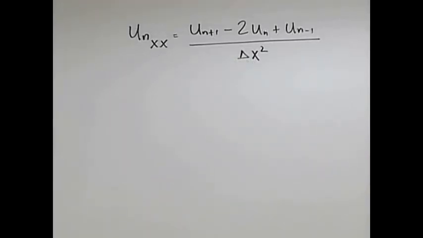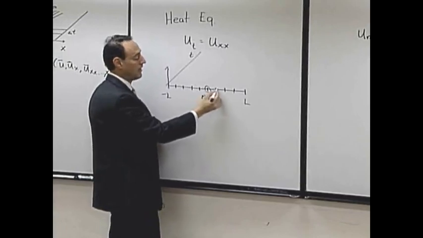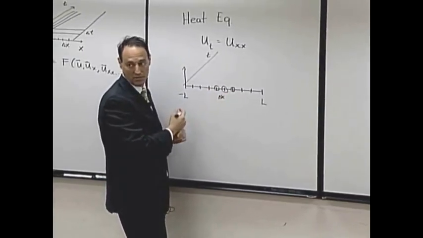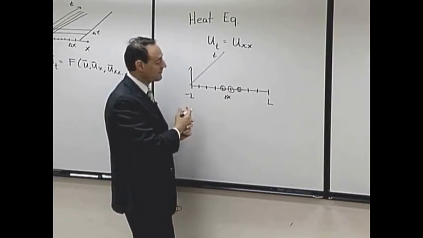So in other words, if I calculate the second derivative here, the second derivative cares about that guy and that guy. Or girl. I don't know. It's hard to tell with dots. Okay? So there you go.